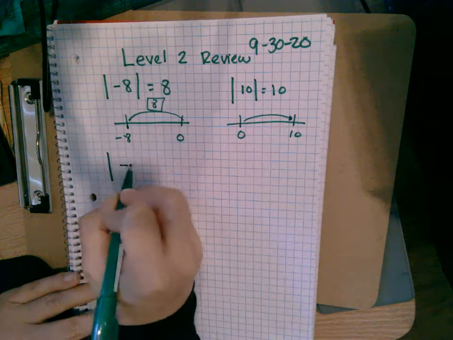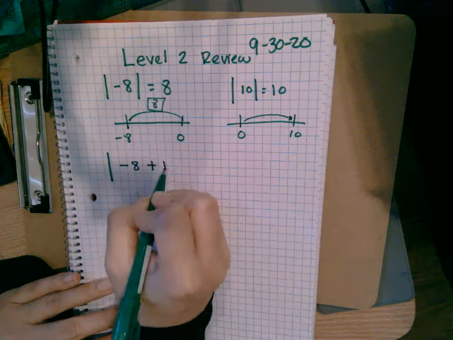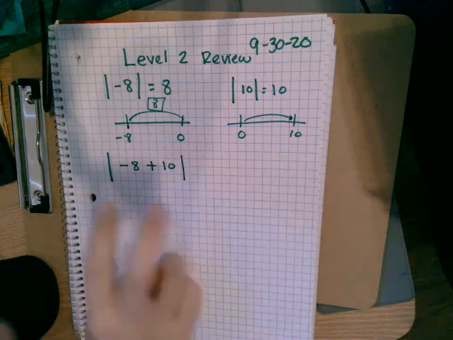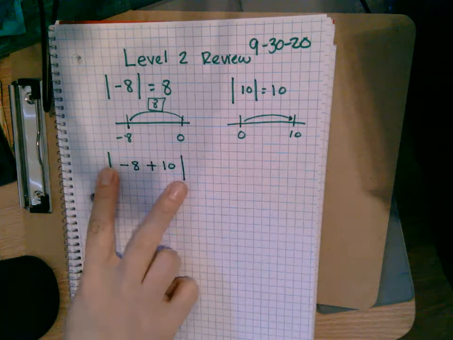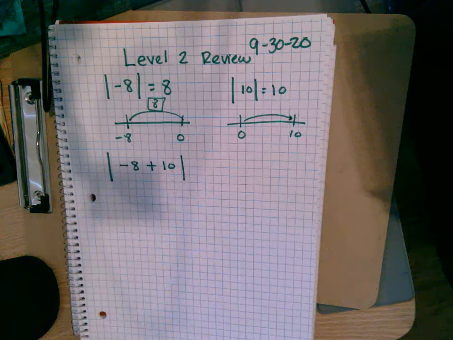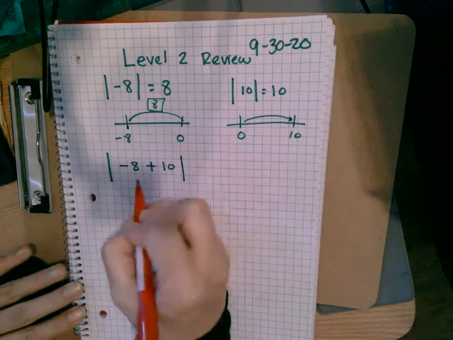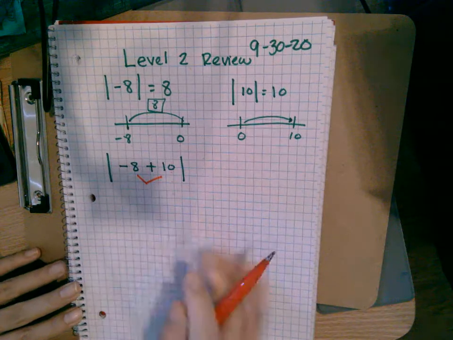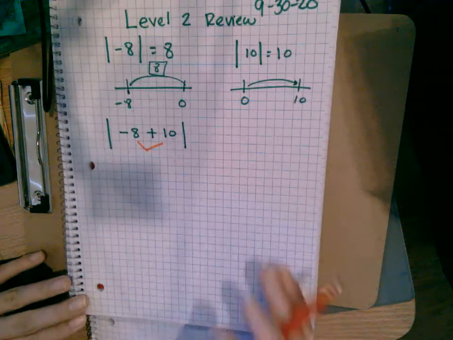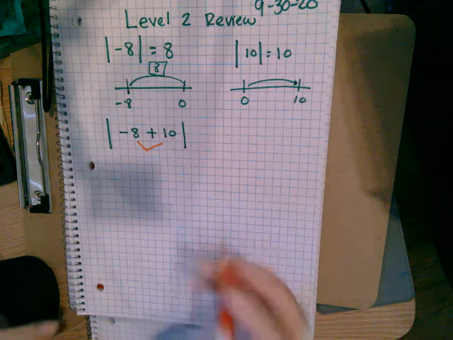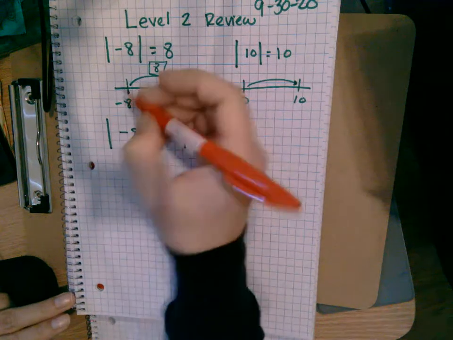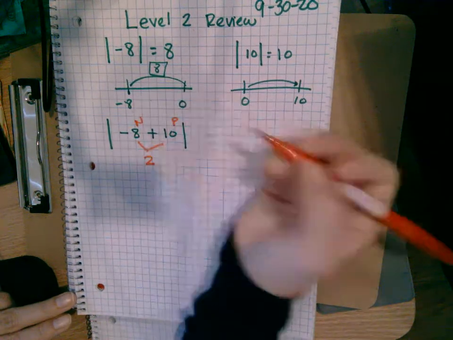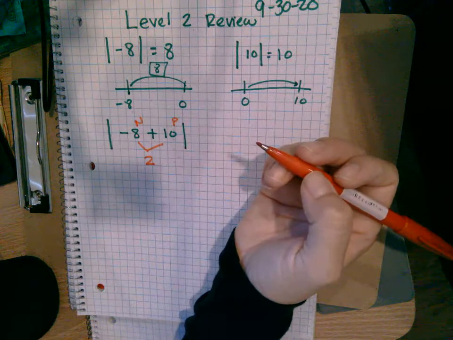So what's negative 8 plus 10? They're in the same bars, right? So if they're in the same bars, you are going to do this math first. What is negative 8 plus 10? 18? No, 2. Since we have a negative and a positive, you're actually going to subtract, right?